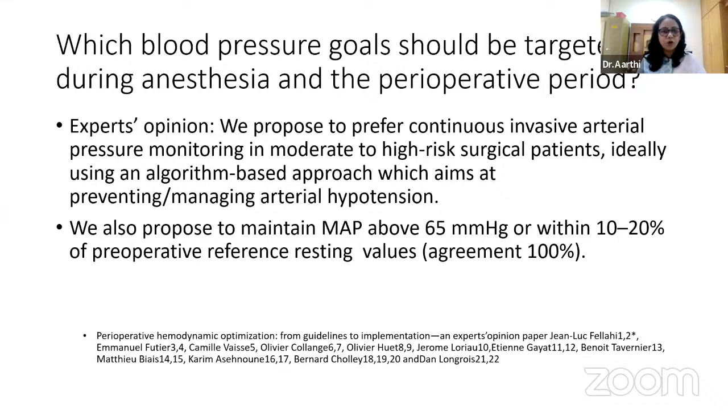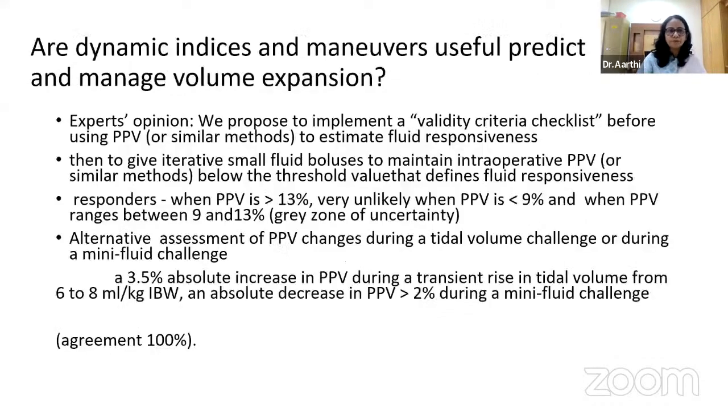The expert opinion was, we propose to prefer continuous invasive arterial pressure monitoring in moderate to high-risk surgical patients, ideally using an algorithm-based approach. As I said earlier, the algorithm is used to assess the blood pressure monitoring, preventing and managing hypotension. So what is the MAP target? The MAP target will be above 65 millimeters of mercury, or for patients with hypertension, you need to understand that it should be within 10 to 20% of the preoperative reference values.